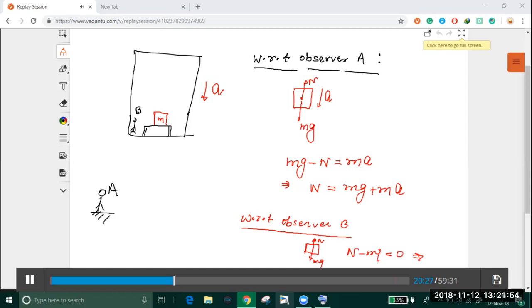Okay. Same object is showing me two different deflections, right? For the first, from the first equation, that is with respect to observer A, it is mg plus ma, and with respect to observer B, it is mg, right? Which one is wrong? Is observer A wrong, or observer B wrong?